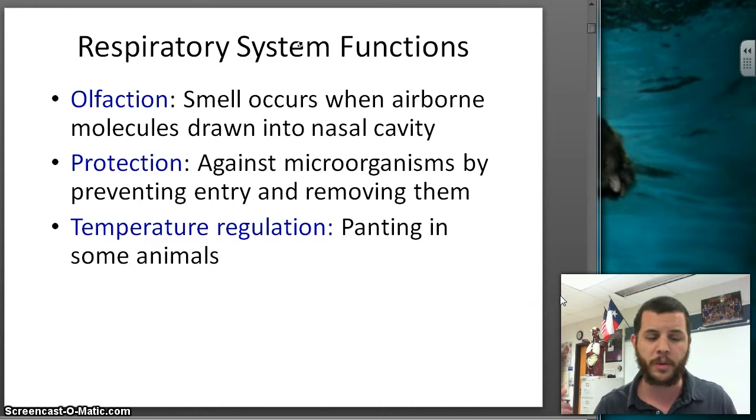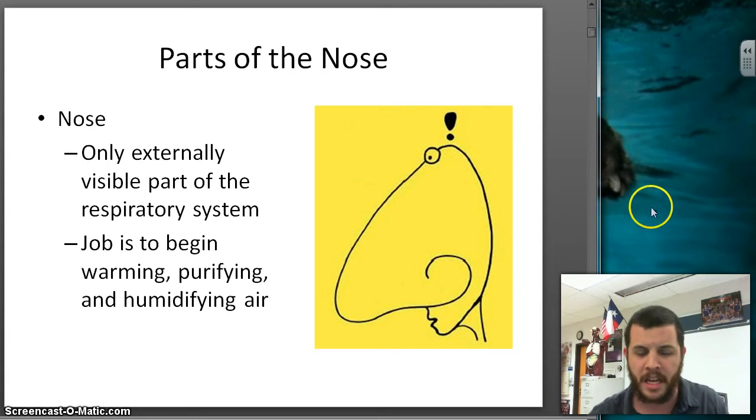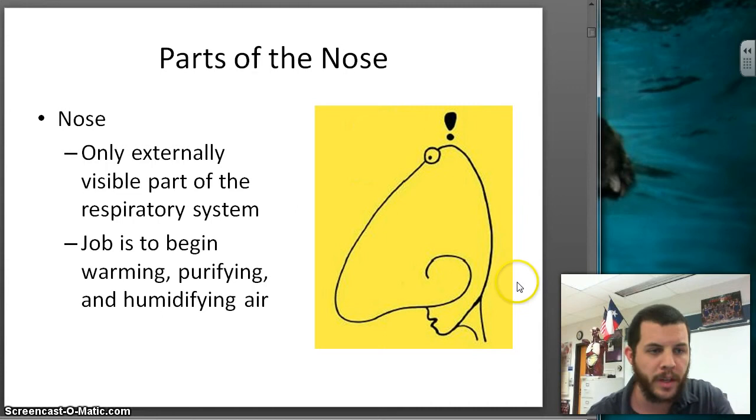A couple of other functions. We have olfaction, which is a fancy way of saying that you can smell things. We're able to protect our body against foreign pathogens or microorganisms by a number of different methods, which we're going to discuss in this video. Mucus production, things like that, are going to help us with protection. And lastly, we're going to be able to regulate our temperature as well. This is going to be more in animals as opposed to humans, but it's at least important for us to understand.